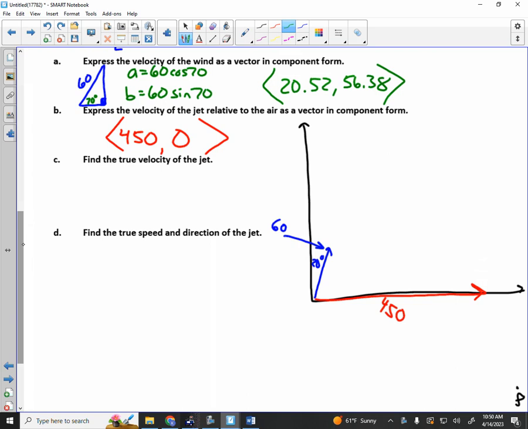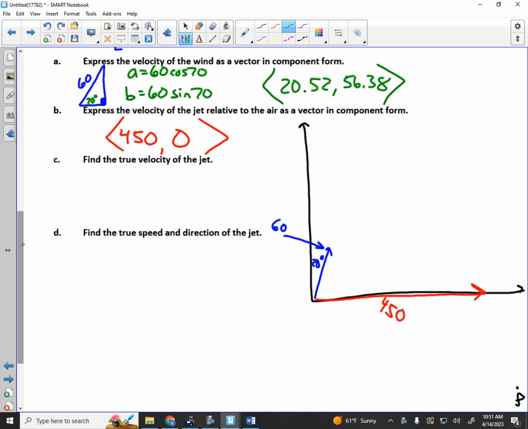This is the vector of the wind. This is the vector of the plane. Is the wind helping the plane move faster? A little bit. Think. The plane is wanting to move east. Does it have an east value that's helping it? Yeah, it does. It's got 20.52.